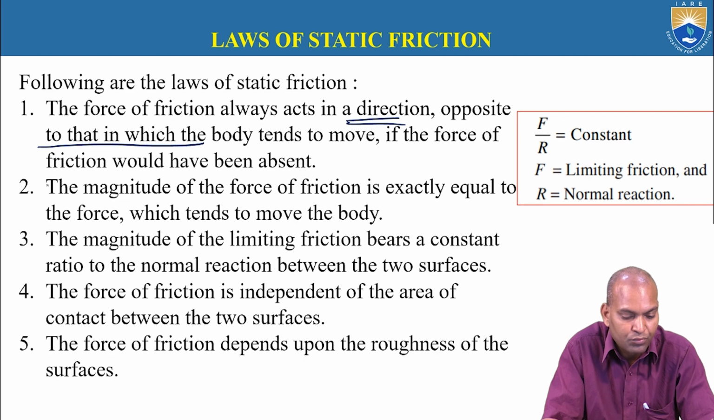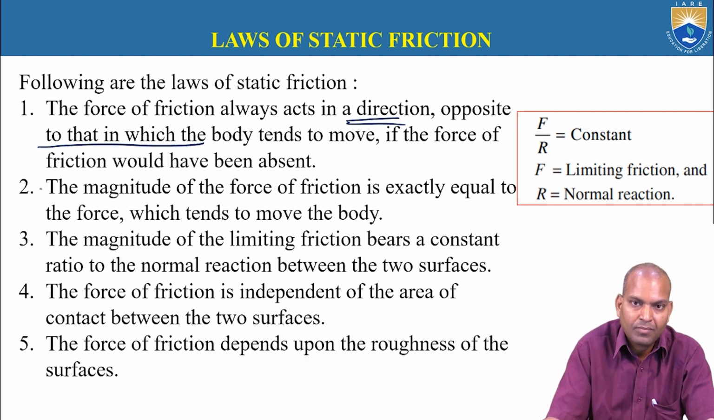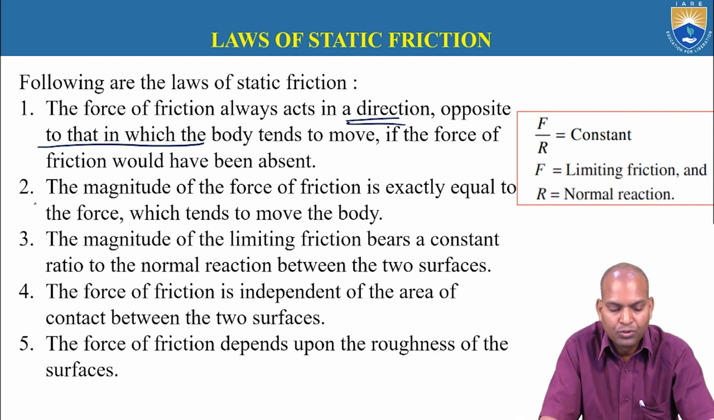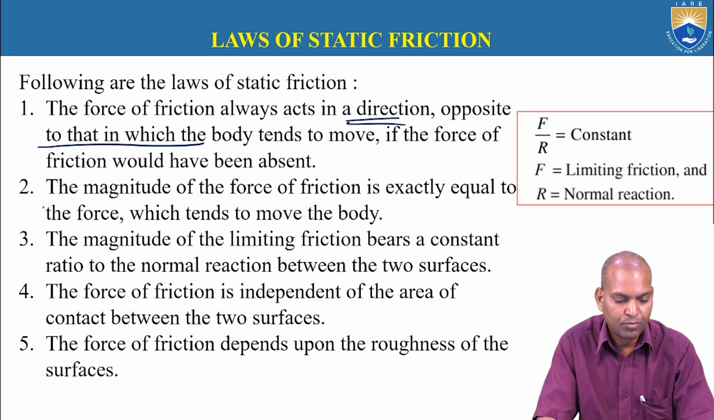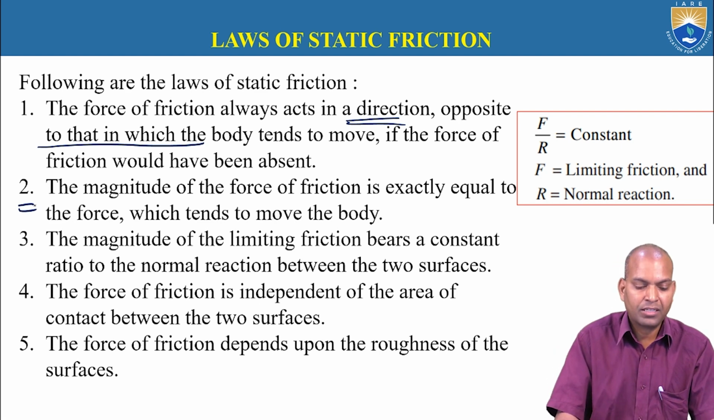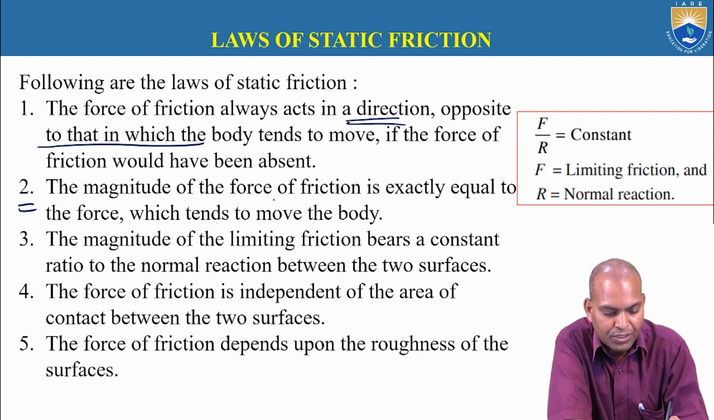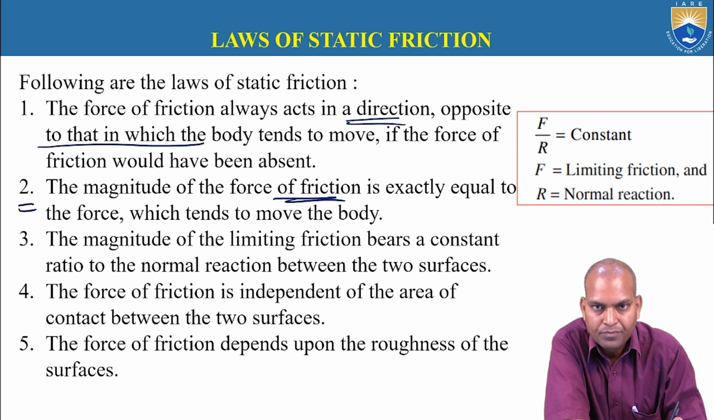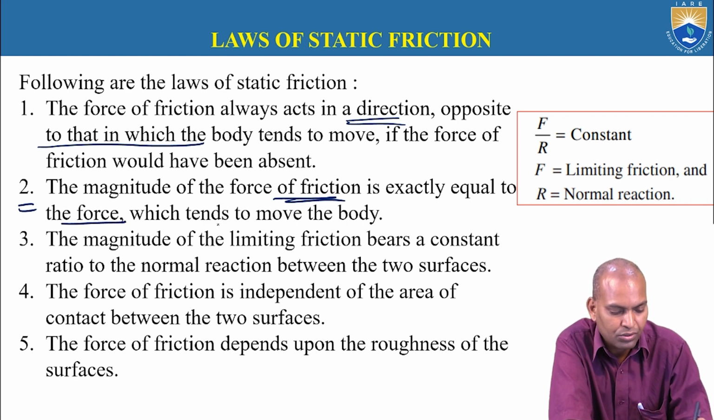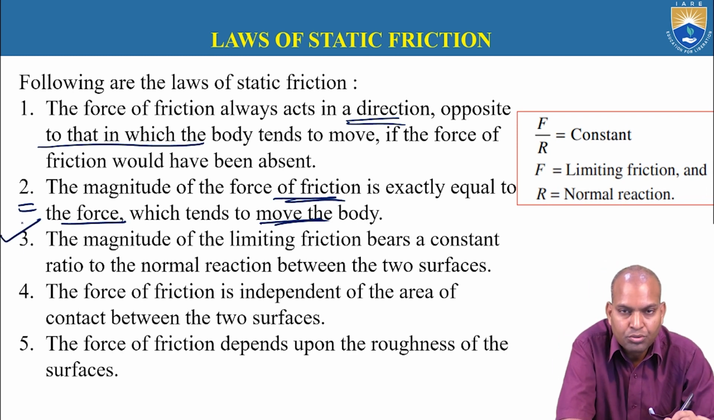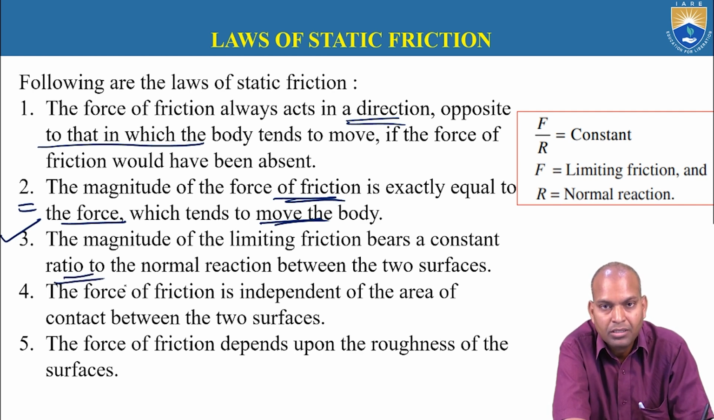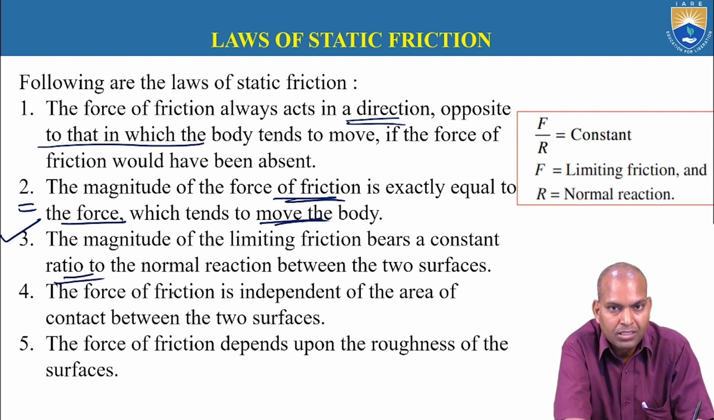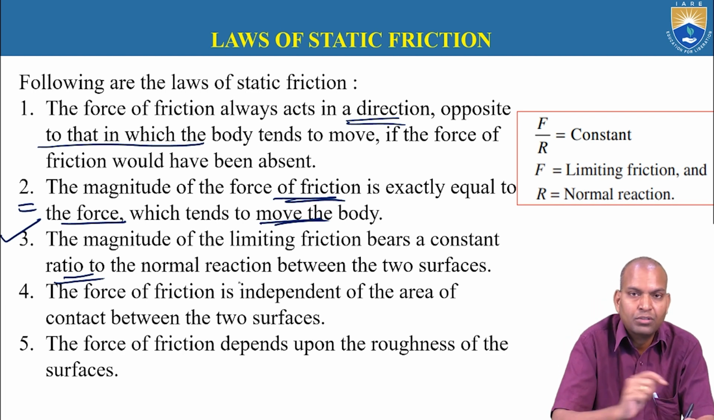Or if the force of friction would have been absent, the tendency of the force of friction is always in a direction opposite to the direction of the motion of the body. Next, the second law of static friction is that the magnitude of the friction force is exactly equal to the force which tends to move the body. And the third one is that the magnitude of limiting friction force bears a constant ratio, known as the coefficient of friction, to the normal reaction between the two surfaces.